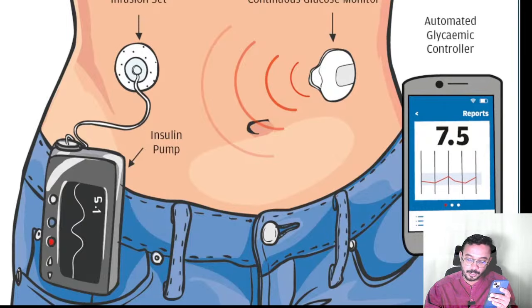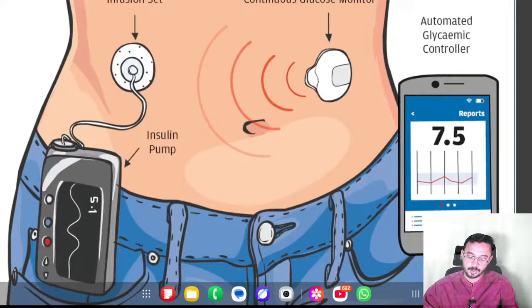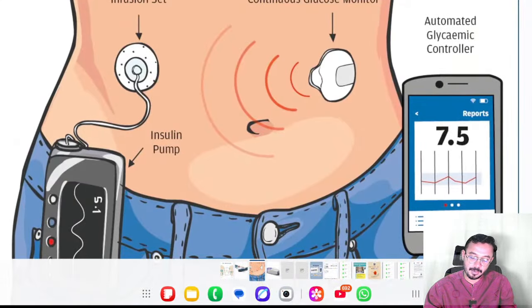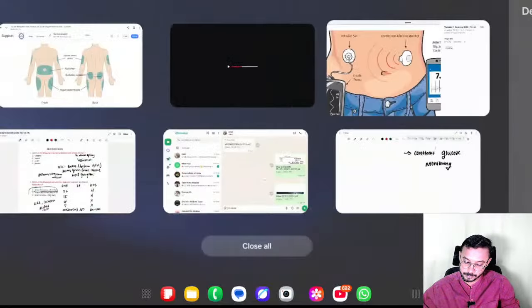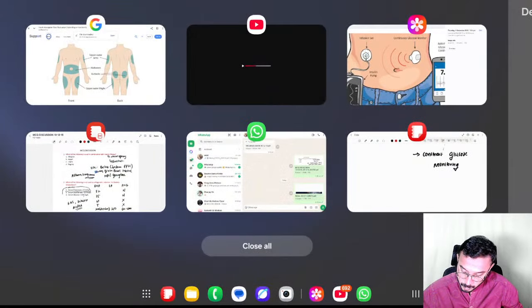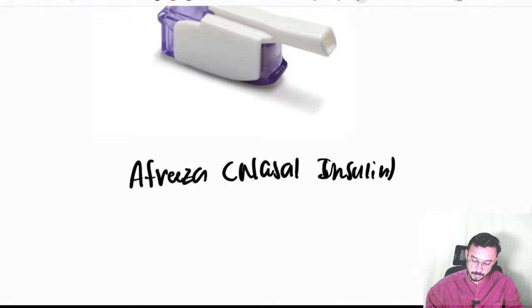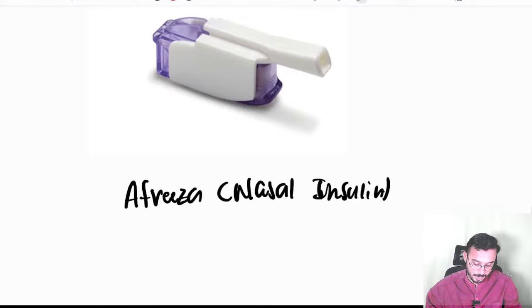So this is the insulin pump over here, and this mobile is continuous glucose monitoring. Remember the answer as CSII, continuous subcutaneous insulin infusion. Okay, this is the best method. So this is about Afrezza and the insulin pump.